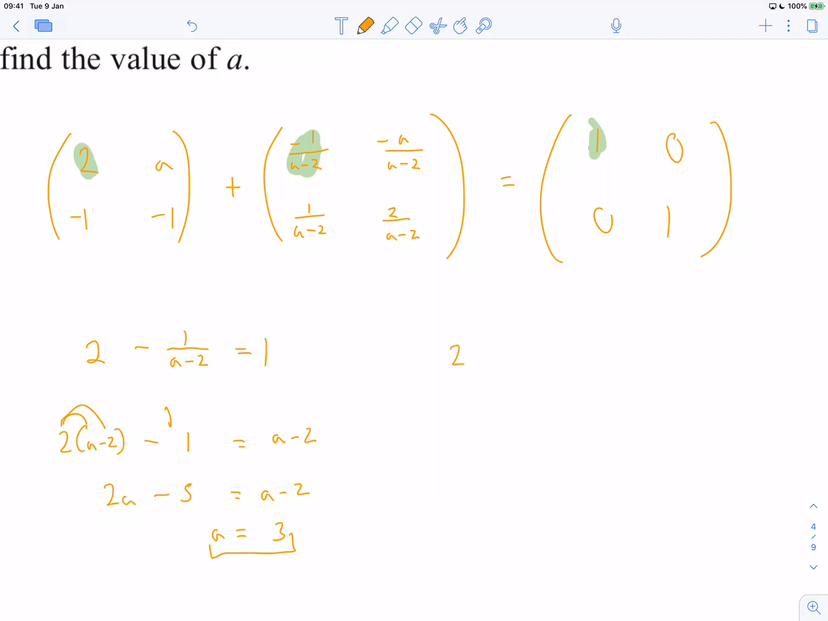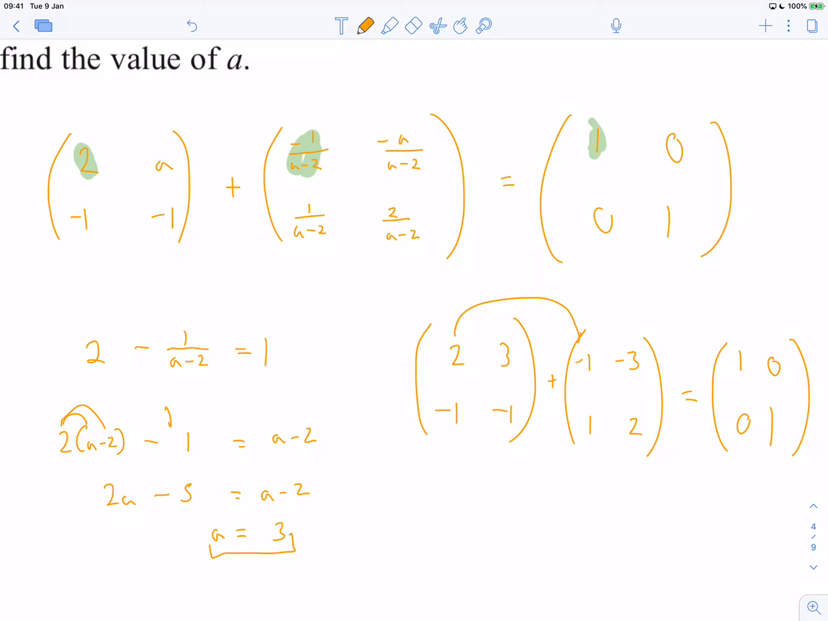So if a is 3, I'm going to have the matrix 2, 3, minus 1, minus 1. And plus, on the other side, I'm going to have minus 1 over 3 minus 2. So it's minus 1 over 1, which is 1. A minus 2 is just going to be 1. So you're going to have minus a, which is minus 3. So that's going to be a 1. And 2 over 1, that's 2. Does that equal 1, 0, 0, 1? Well, 2 add... Okay, it's a minus 1, isn't it? 2 add minus 1 is 1, that's right. 3 add minus 3 does equal 0. Minus 1 add 1 is 0. And minus 1 add 2 is 1, so that works out. So yeah, a is 3.